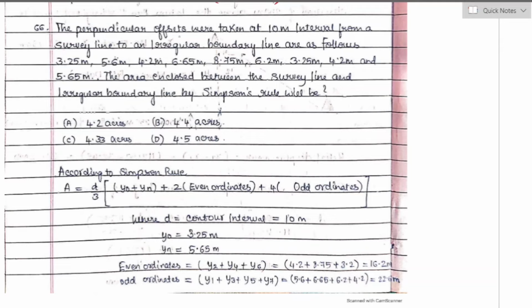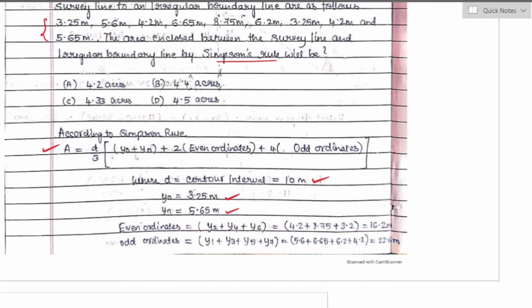Question number 66. The perpendicular offsets were taken at a 10 meter interval from a survey line to an irregular boundary line as follows. These are the perpendicular offsets. The area enclosed between the survey line and the irregular boundary line by using Simpson rule will be. So according to Simpson rule, the area is calculated by the following formula, that is A is equal to D by 3 into Y0 plus Yn plus 2 times of even ordinates plus 4 times of odd ordinates, where D is the contour interval which is given as 10 meter, Y0 is the first perpendicular offset and Yn is the last perpendicular offset. So Y0 is 3.25 meter and Yn is last perpendicular offset 5.65 meter.